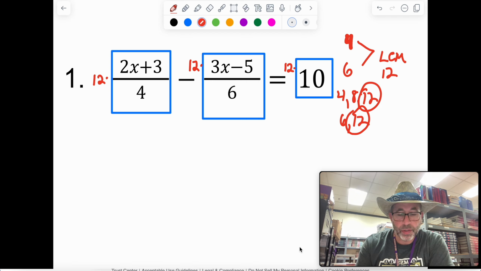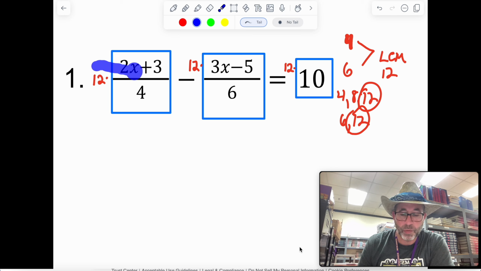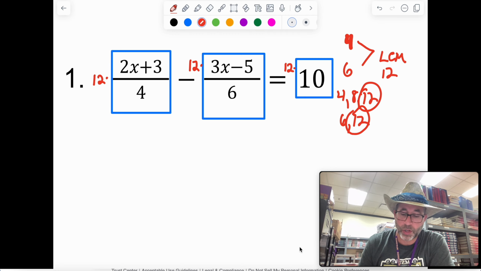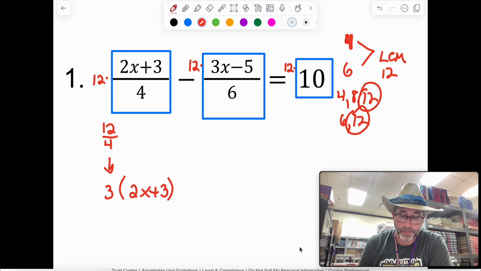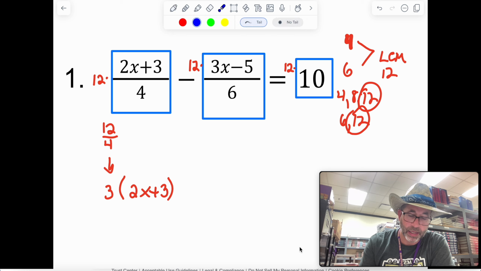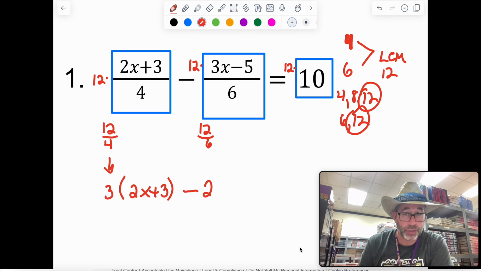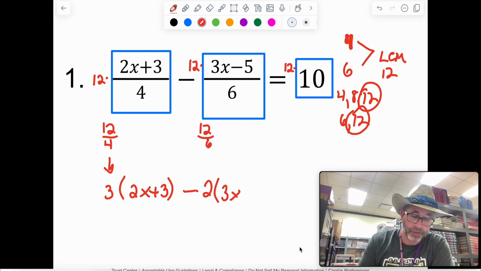Now, if you think about what this means, in our problem we now have 12 on top and a 4 on the bottom. If we simplify that, 12 on top and a 4 on the bottom means we're now going to have a 3, and then it's just 2x plus 3 from there. If we look at the next part of the problem, we've got a 12 on the top and a 6 on the bottom. That means we've got 12 over 6, which means we now have, don't forget the minus sign right there, a 2. And you still have that 3x minus 5.